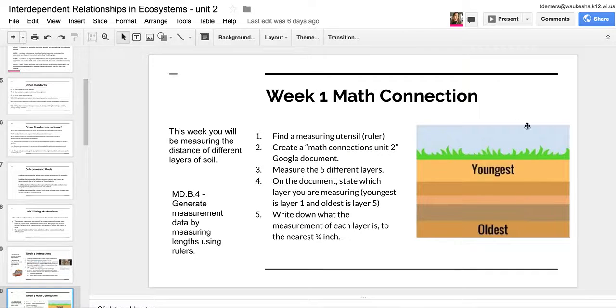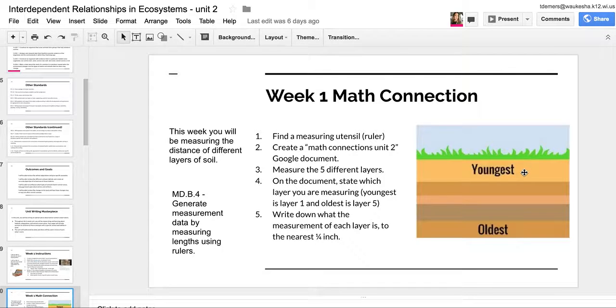For your math connection this week, you're going to be measuring, very simply, the different layers in the picture here. So I want you to create a Google document called Math Connections Unit 2 and measure the 5 different layers. So you have 1, 2, 3, 4, and 5. On the document, state which layer you are measuring.